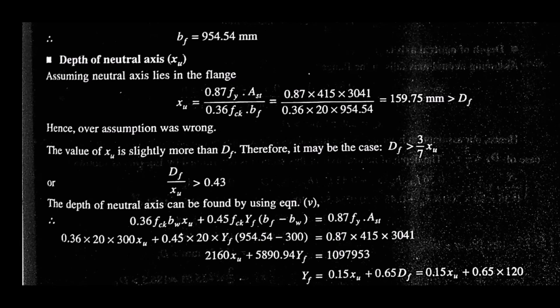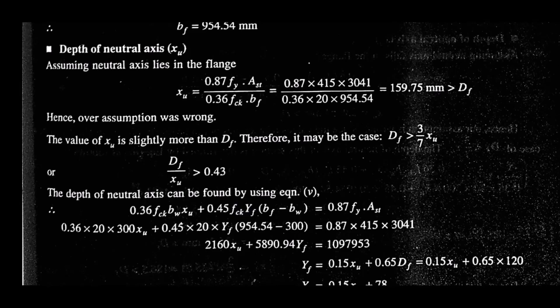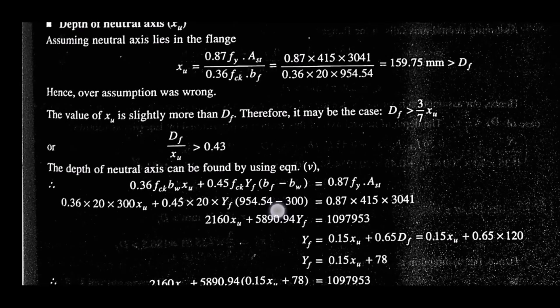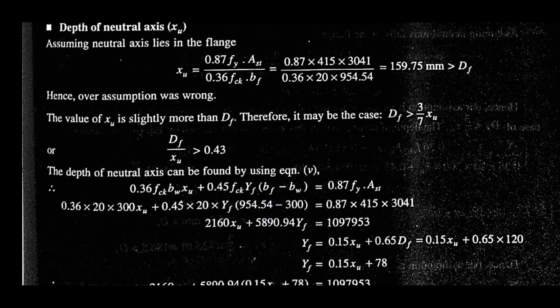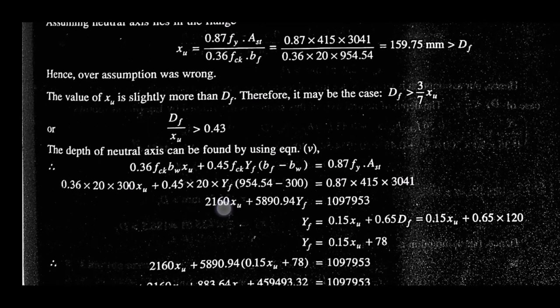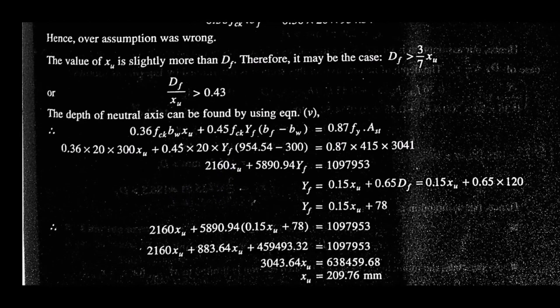Now therefore 2160 xu plus 5890.94 yf is equal to 1097953, and we know yf is equal to 0.15 xu plus 0.65 Df, so that is equal to 0.15 xu plus 0.65 into 120. So yf is equal to 0.15 xu plus 78. So we have to put that value in the equation.